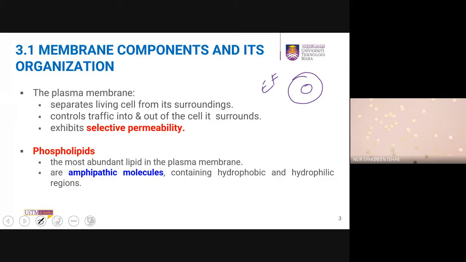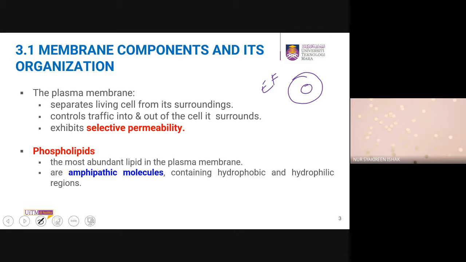Like I've mentioned, in order for the cell to function or carry out its activity, it has to allow substances to enter and exit the cell. For example, a cell whose function is to produce hormone, enzyme or other products has to allow substances to enter and substances to move out of the cell to carry out its function. So the plasma membrane will exhibit selective permeability. Only certain molecules and certain ions can pass through certain cells.